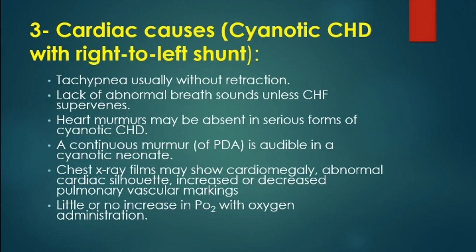Finally, cardiac causes of neonatal cyanosis include cyanotic heart diseases with right to left shunt. Usually there is tachypnea without retractions. There is a lack of abnormal breath sounds unless congestive heart failure occurs. Usually, if heart murmurs are absent, it's a serious form of cyanotic heart disease, because usually we have the murmur of a PDA. Chest X-ray film may show cardiomegaly and abnormal cardiac silhouettes, increased or decreased pulmonary vascular markings, and in blood gases there is minimal or no increase in oxygen tension.